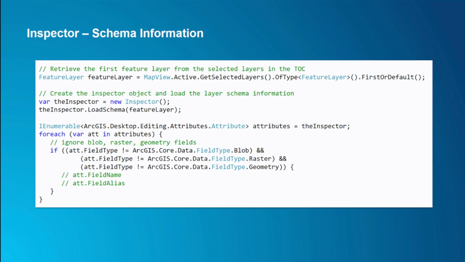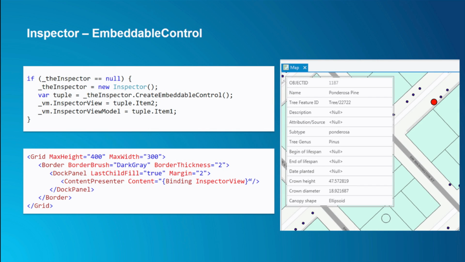The schema information, very similar behavior to retrieve the schema information. So we're creating an instance of the class, pointed to a feature layer, and then we'll have access to the attribute. So if we want to list or enumerate through the various fields and types of fields that are available, that's the way to do it. Now, the third one is a little bit more interesting, that we can reuse those UI components that the class offers.